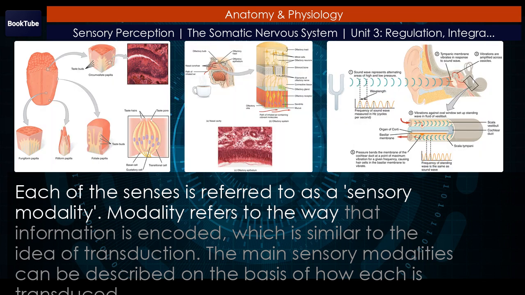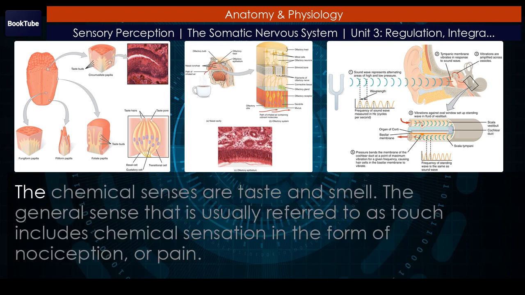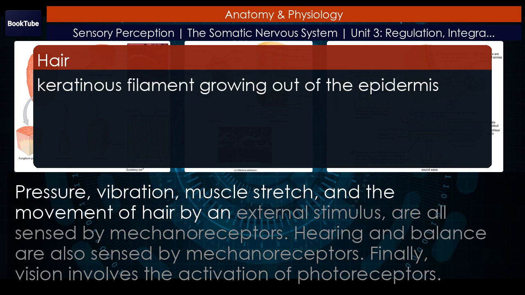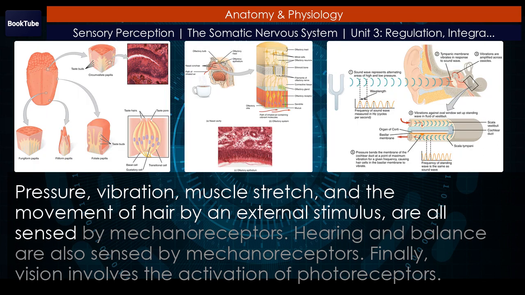Modality refers to the way that information is encoded, which is similar to the idea of transduction. The main sensory modalities can be described on the basis of how each is transduced. The chemical senses are taste and smell. The general sense that is usually referred to as touch includes chemical sensation in the form of nociception, or pain. Pressure, vibration, muscle stretch, and the movement of hair by an external stimulus are all sensed by mechanoreceptors. Hearing and balance are also sensed by mechanoreceptors. Finally, vision involves the activation of photoreceptors.